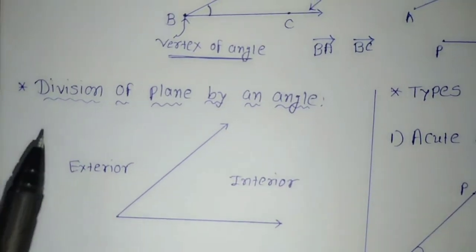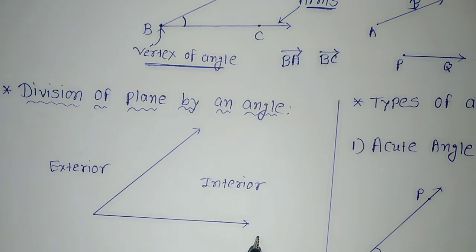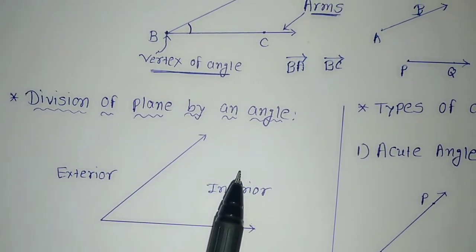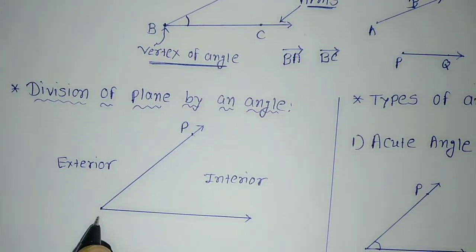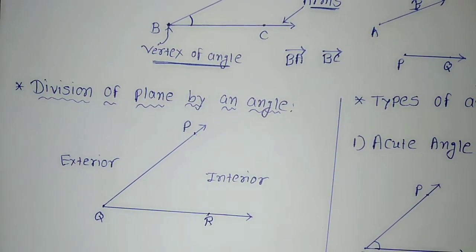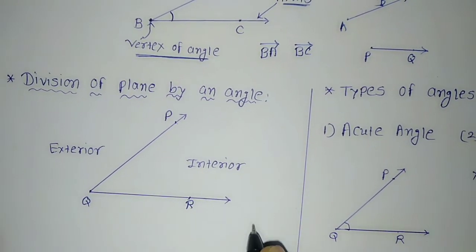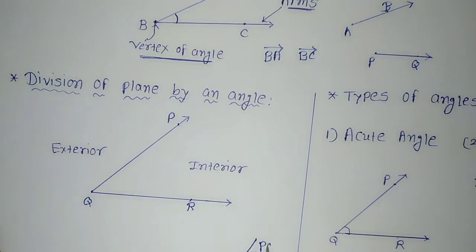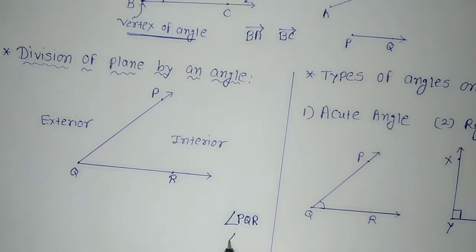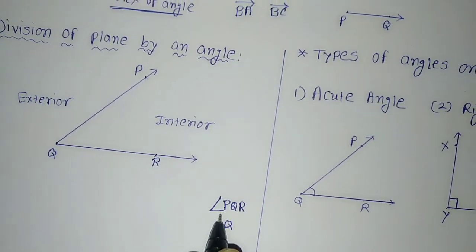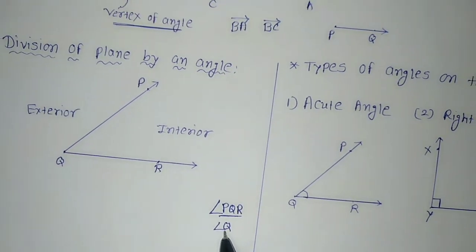Let us try to understand the division of the plane by an angle. This is the entire plane. When we draw an angle, it divides the plane into three parts. Let me name this angle P, Q, R. Normally we represent the angle this way. Suppose this is the angle. We write it as angle PQR, or, since the angle is forming at Q, we can write it as angle Q. The full name is PQR, and shortly we can represent it as angle Q.